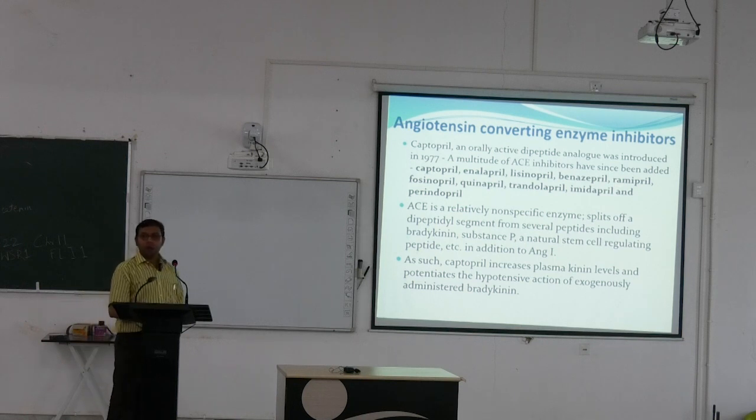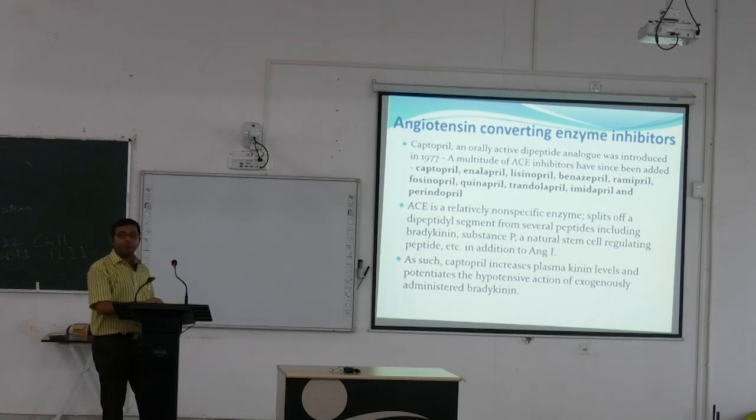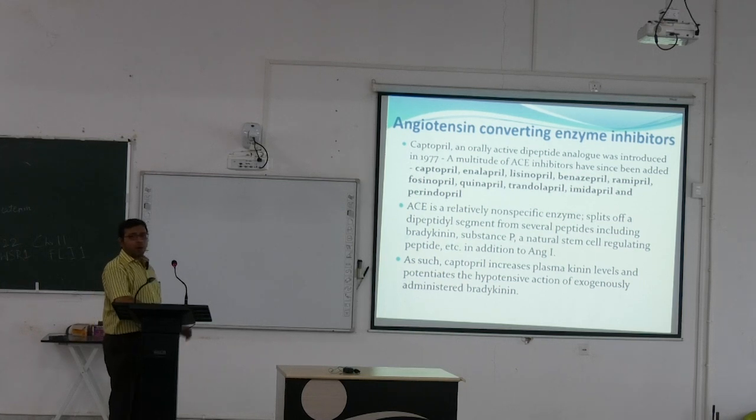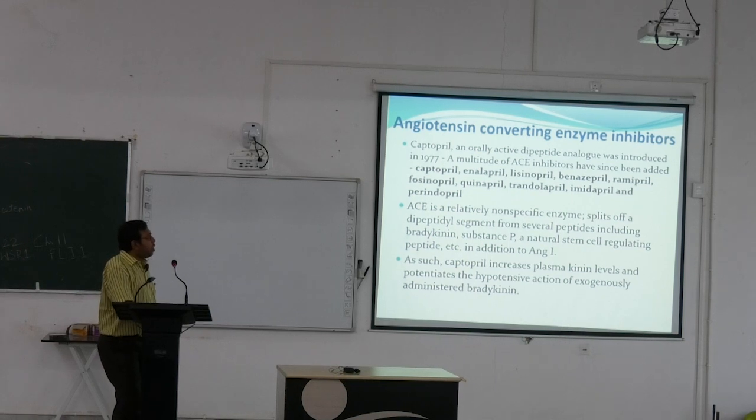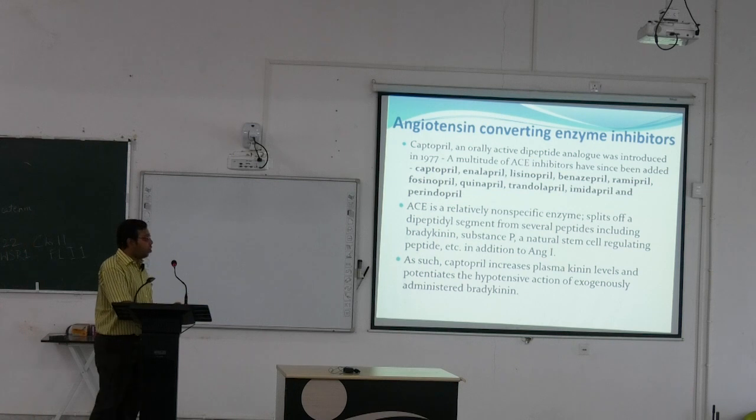These three are most commonly used: captopril, enalapril and ramipril. This angiotensin converting enzyme, as we have already seen, is a relatively non-specific enzyme. It splits off the dipeptidyl segment from several peptides apart from angiotensinogen, such as substance P and bradykinin, which are also cleaved by this angiotensin converting enzyme.